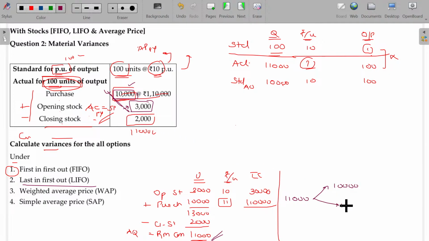So 1,000. The latest one costing rupees 11 and the oldest one costing rupees 10. This will be at the rate of rupees 10. Now we can calculate the rest as usual.